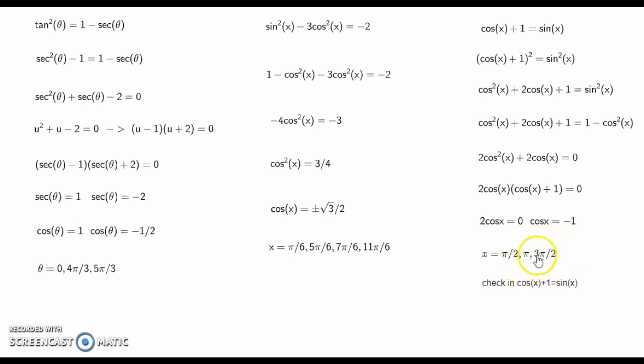And let's plug in 3 pi halves. Cosine of 3 pi halves is 0, 0 plus 1 is 1, and sine of 3 pi halves is -1. So now we have the case where 1 equals -1, which is not true. So our actual solutions are just pi halves and pi.